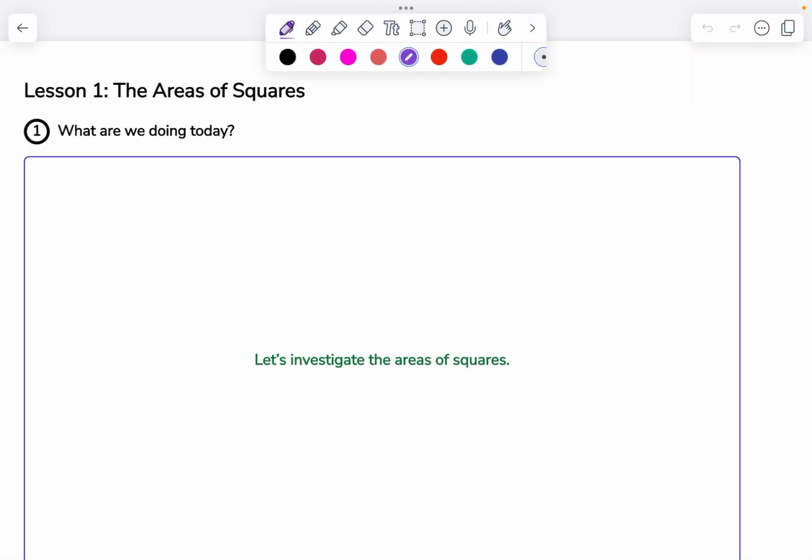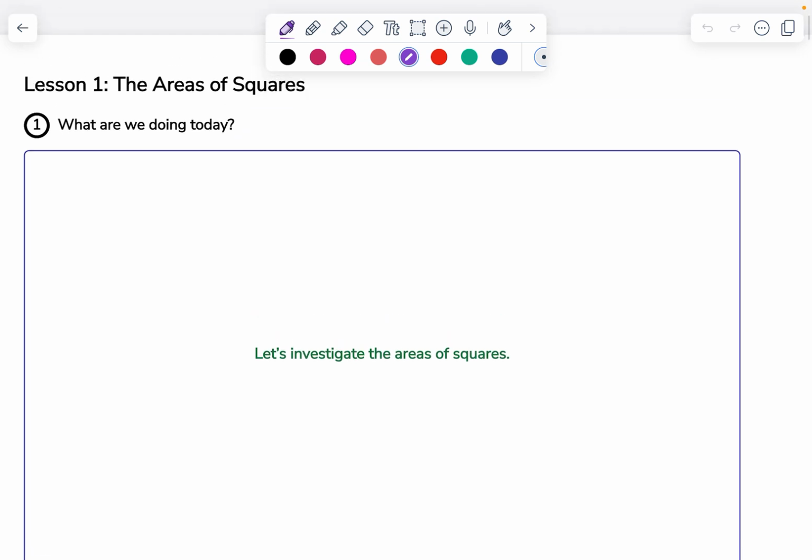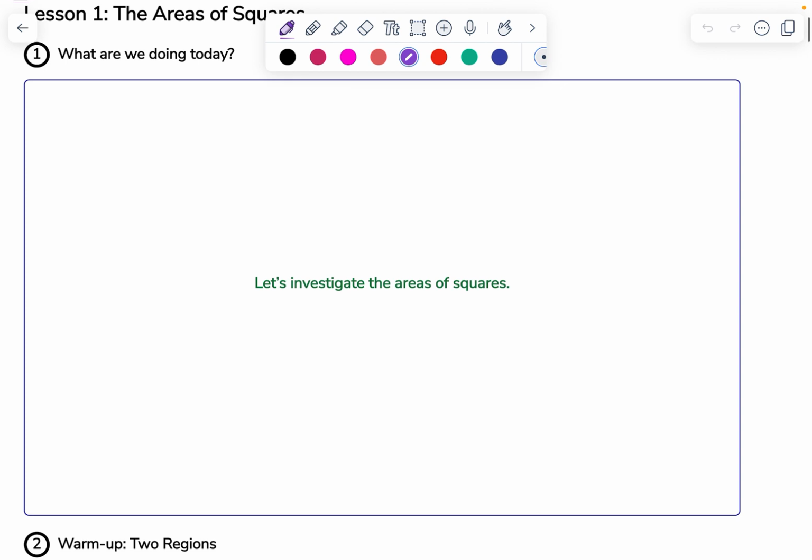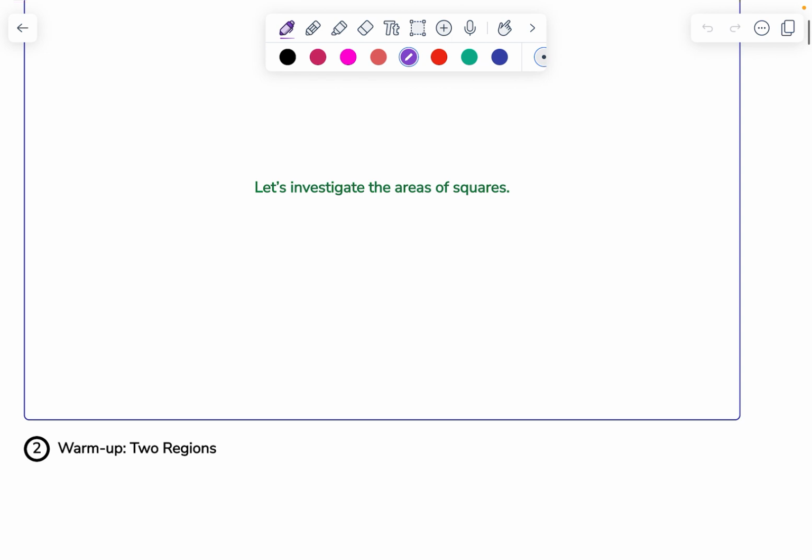Hi, today's Monday, May 11th, and if you're watching this, then you are getting ready to start your last unit for this school year. So this is all about area of a square, and we are starting our unit on the Pythagorean theorem and irrational numbers. So what we're going to do here is we're going to start by investigating some squares and their areas.